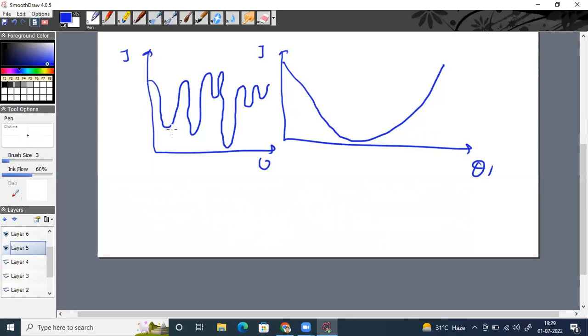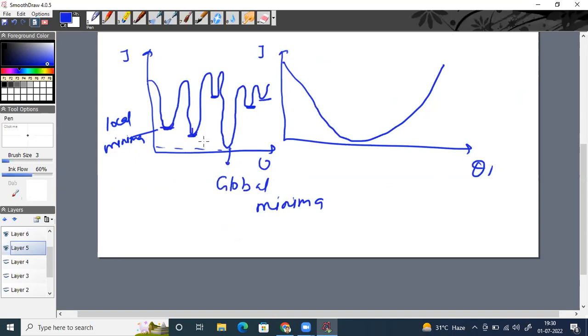So understand this point, the point which is minimal, this one, the point which has the minimum value, is known as the global minima. And these points, this point, this point, this point, are known as local minima. Remember, the point where the value of J is minimal, of everything, is the global minima. And in between, you are seeing these dips. These are known as local minima.